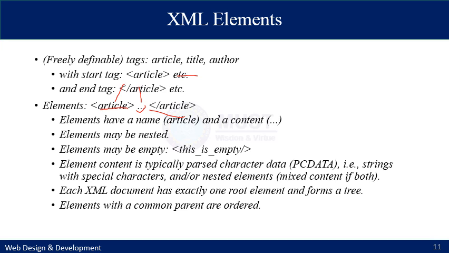Elements may be nested, such that there can be other elements in one element. An element may be empty, such as this empty tag. Elements contain content that is typically parsed character data, or strings with special characters. Each XML document has exactly one root element and forms a tree. Elements with a common parent are ordered.